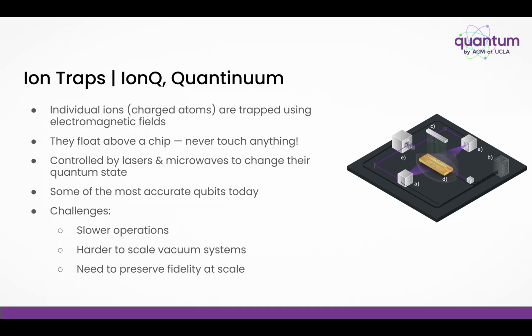And then the next one we have is ion traps, which IonQ and Quantinuum do. And here the qubits are represented as individual ions, which are charged atoms, and they're held in place using electromagnetic fields. And these ions actually float above the surface of the chip and don't actually physically touch anything. And this is why they are so stable. And in order to manipulate their quantum states, we use lasers and sometimes microwaves also to flip and rotate these ions. And because of this level of control, the ion traps are some of the most accurate qubits that we have today in the quantum world.